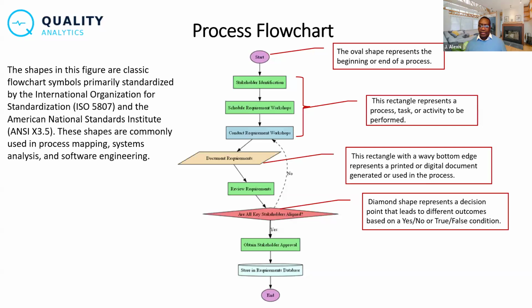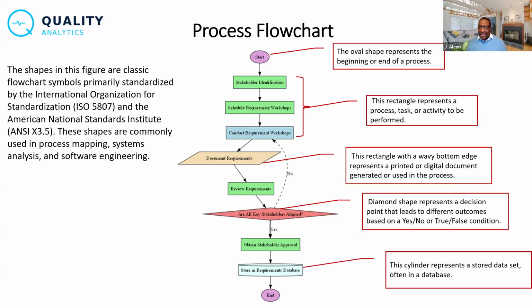That's a decision point. If yes, let's go forward and obtain approval from your stakeholders. But if no, we go back to the collect requirements process and start over to make sure that we capture the proper requirements. But here, as you can see, if there is alignment between the requirements and our stakeholders' expectations, then we can have approval, then we store the requirements, often in a database.